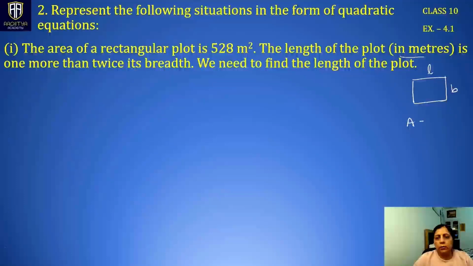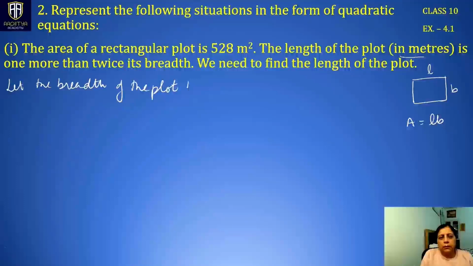And we know that area of rectangle is length multiplied by breadth. So here he says the length of the plot is 1 more than twice its breadth. So the length of the plot is expressed in terms of its breadth. So first we have to assign one variable to the breadth. Let the breadth of the plot, that is B, let us assign the variable x to it, x meters.